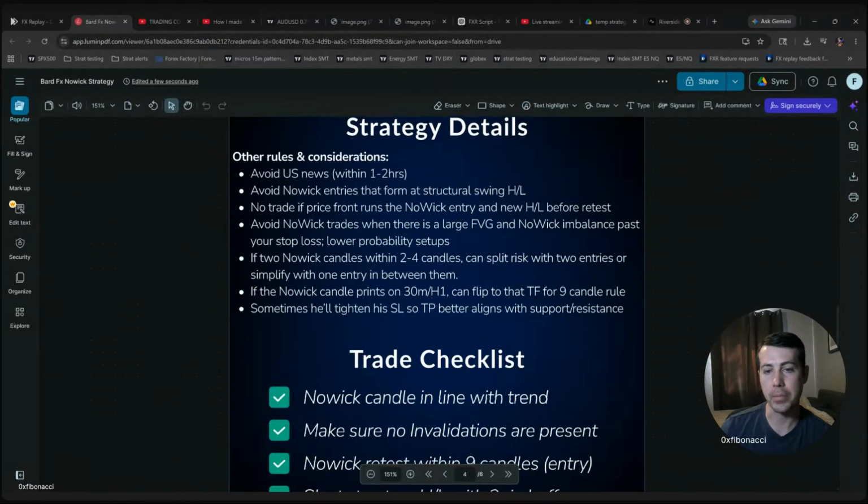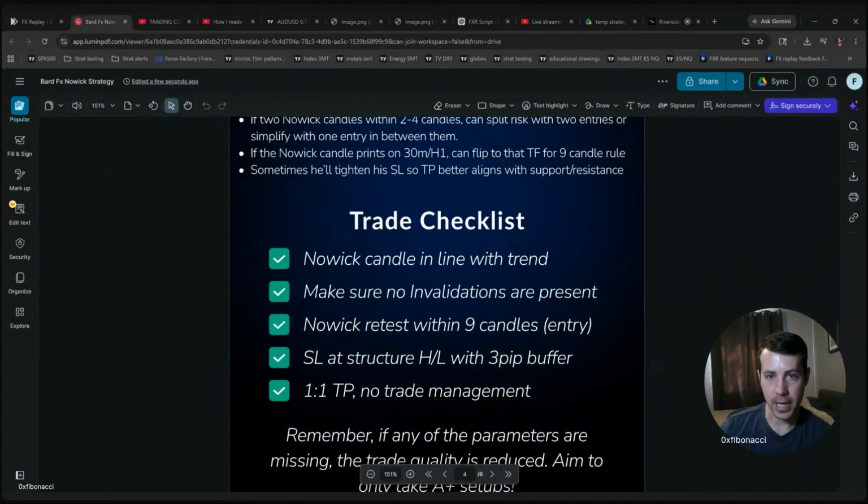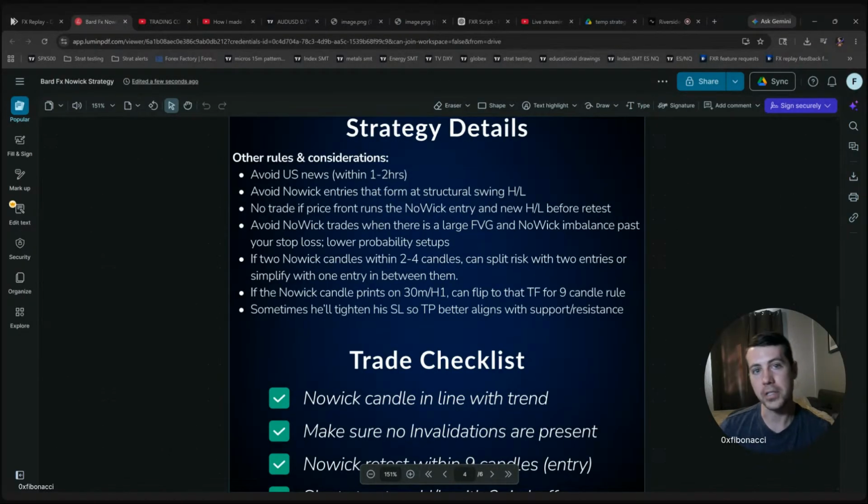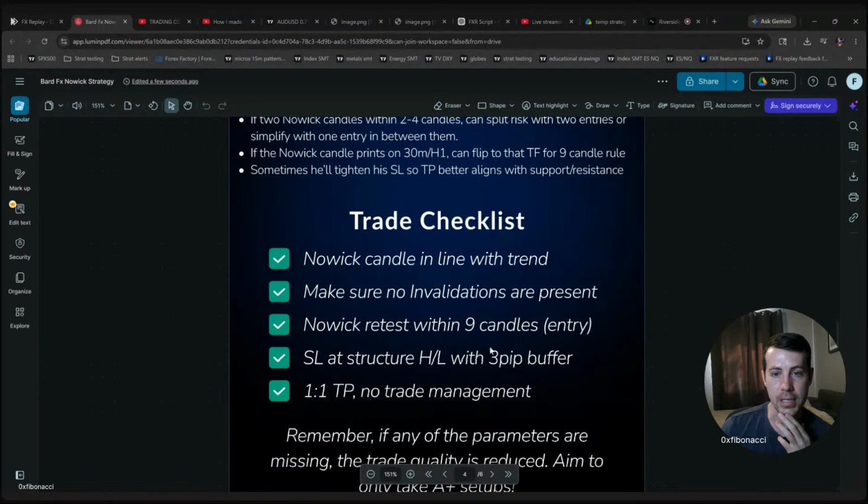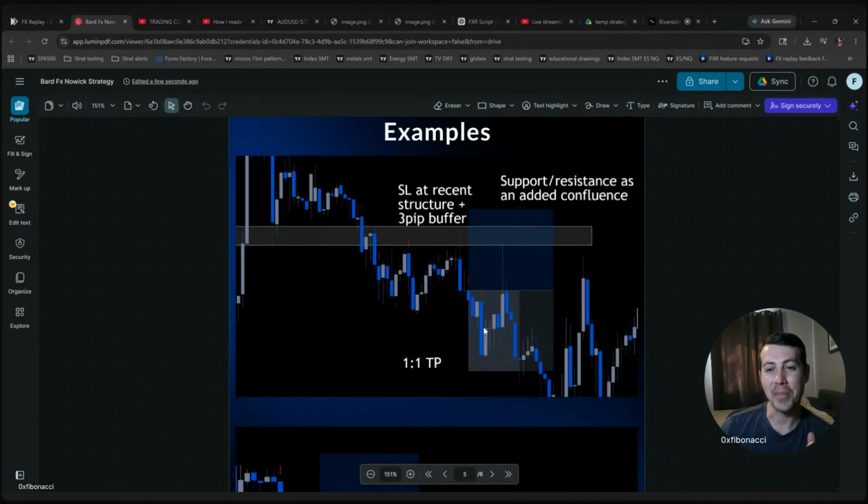So we'll look at a few examples. As usual, I've got the trade checklist for you guys here. Again, not the craziest, most complex model. The biggest thing is there are several invalidations we'll have to keep in mind as we're going through these. But overall, it's a pretty simple trade model. So let's look at a couple examples and then we'll dive into FX Replay.